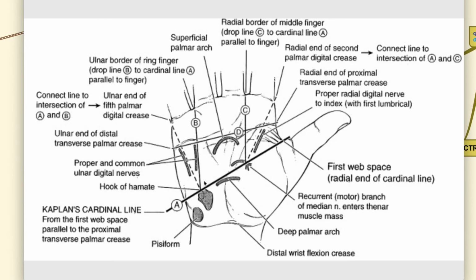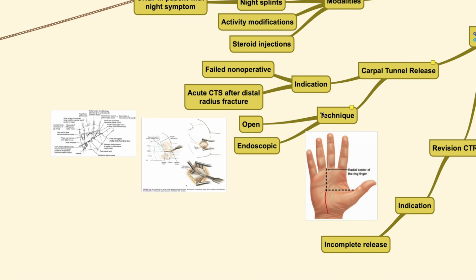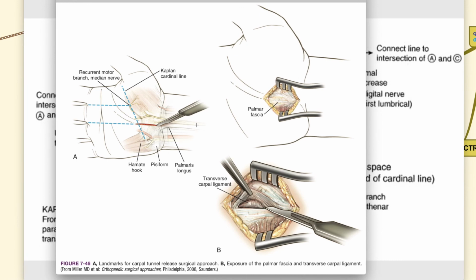Be sure to know these important anatomical areas, because during surgery you need to have these mapped out on the patient's hand. Now next, for the technique of the surgery, the carpal tunnel release is now very advanced. You could do various techniques including open and also endoscopic release. For the open surgery, which I'm showing you here, you draw a line over at the Kaplan line, and also you take a reference line which is between the third and fourth digit, and this is where your incision starts, and it generally goes proximally.